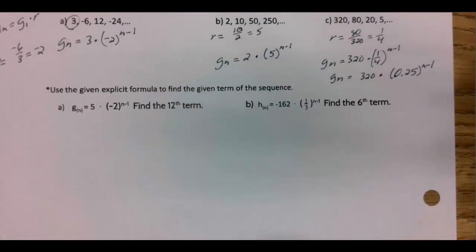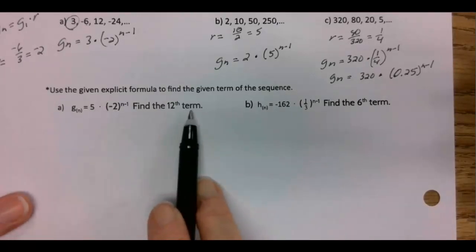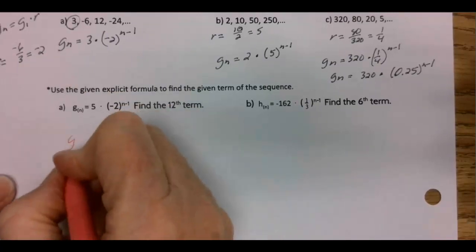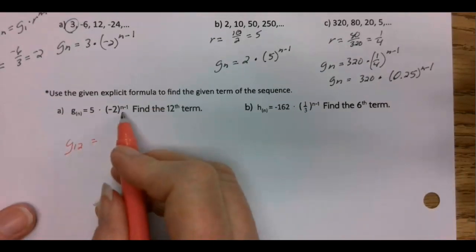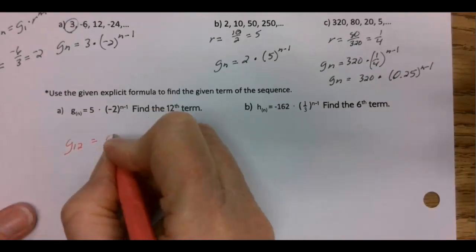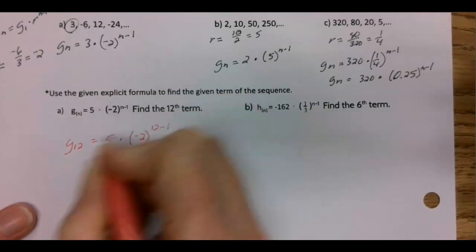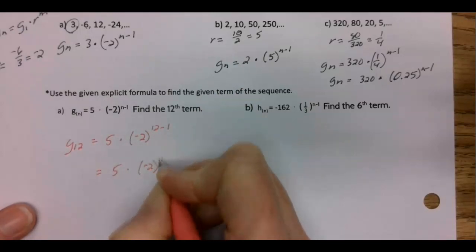Okay, so now let's use that to do some other stuff. This is where it usually gets a little bit more exciting. They give us the explicit form for G sub n, and we have to find the 12th term. So that means we're going to find G sub 12. Guess what we're going to do? We're going to plug 12 in for n. So we have 5 times negative 2 to the 12 minus 1. So that's 5 times negative 2 to the 11th power.